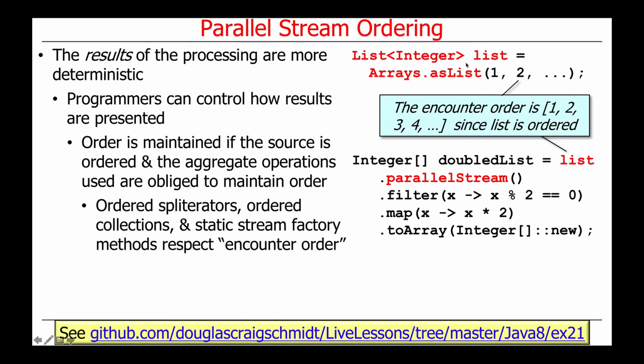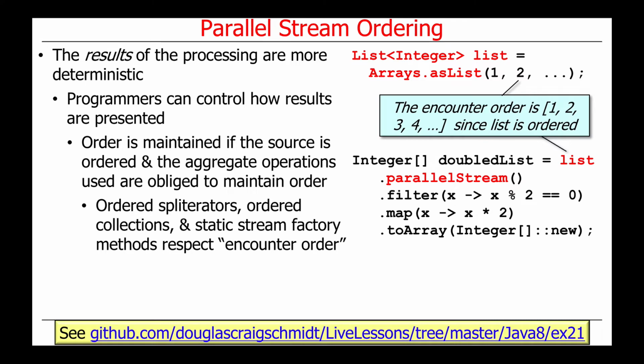So you can see we have arrays as lists, and let's say the list is like 1, 2, 3, 4, just monotonically increasing integers up to n. And so we're going to store that as a list of integer. And this will be stored under the hood as an array list. So that's the encounter order, the order in which the stuff came in.